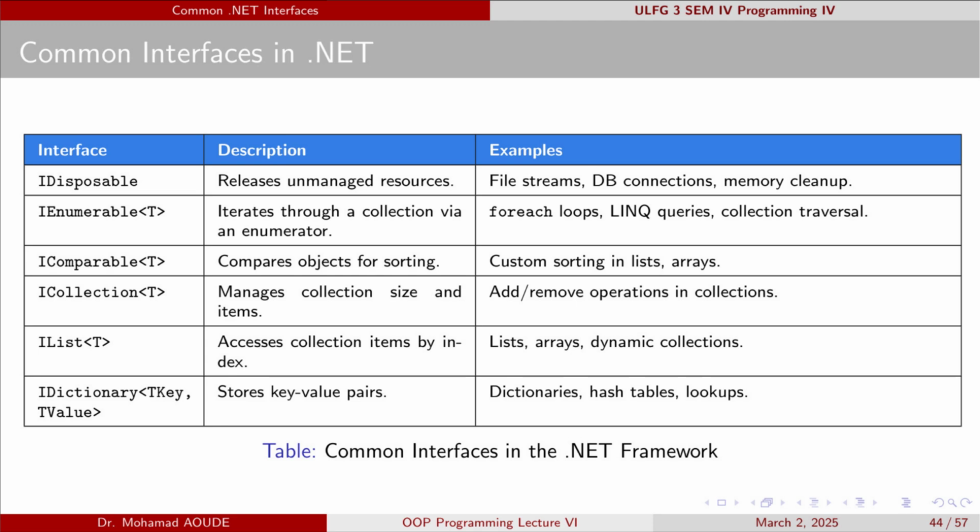IDisposable is crucial for resource cleanup, ensuring that unmanaged resources are released properly. IEnumerable<T> allows for easy iteration over a collection, making it simple to traverse data structures. IComparable<T> is used for sorting, enabling objects to be compared and ordered effectively. ICollection<T>, IList<T>, and IDictionary<TKey, TValue> provide robust collection management, each serving unique purposes for handling groups of objects.